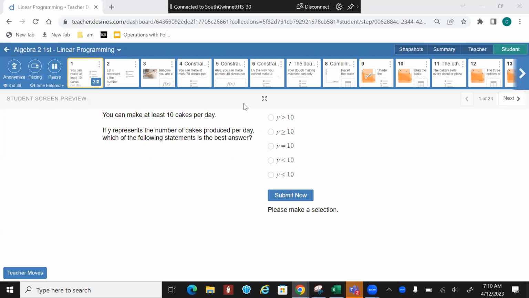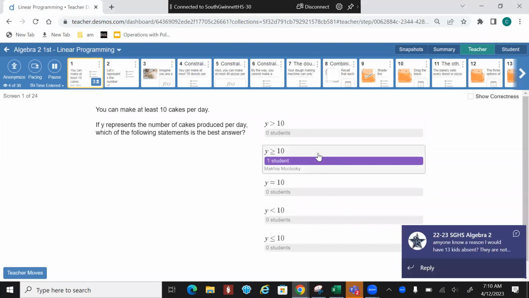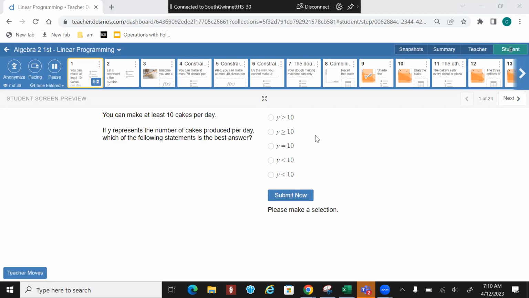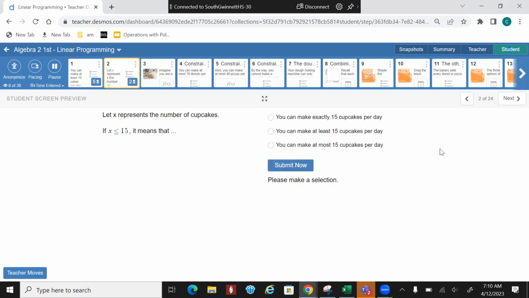So you can make at least 10 cakes per day. So what y'all said was, one student said y is greater than or equal to 10. Okay, so why is it greater than or equal to 10? Why is it greater than instead of less than? At least, okay? Cool. All right, let's go ahead and go to slide 2.